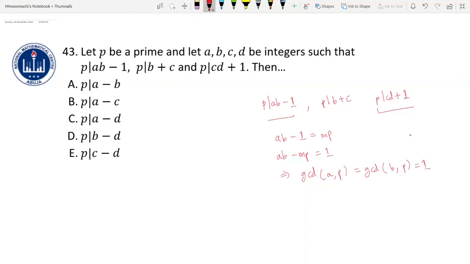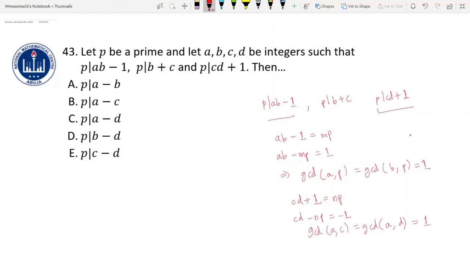And a similar scenario for CD plus 1. You can let it be equal to NP, and so we have CD minus NP equal to minus 1. The reason I say GCD is that the GCD of A and P must divide AB and must divide MP, so it must divide 1. So it has to be 1. And similarly, we can get that the GCD of A and C is the same as the GCD of A and D, and is equal to 1. Okay, so we can keep that aside.